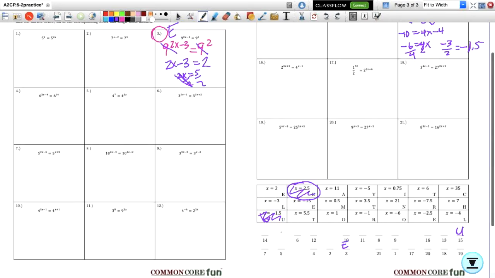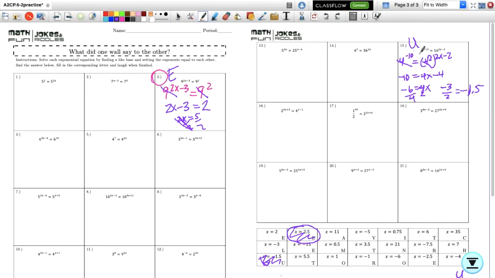Okay? Let's take a look. So we did one that had this negative power. It didn't even matter, right? I don't do anything with it. I just get my bases the same. Now, this one's tricky, okay? I want to be very, very clear with you, and that's why we're going to do it together, okay?